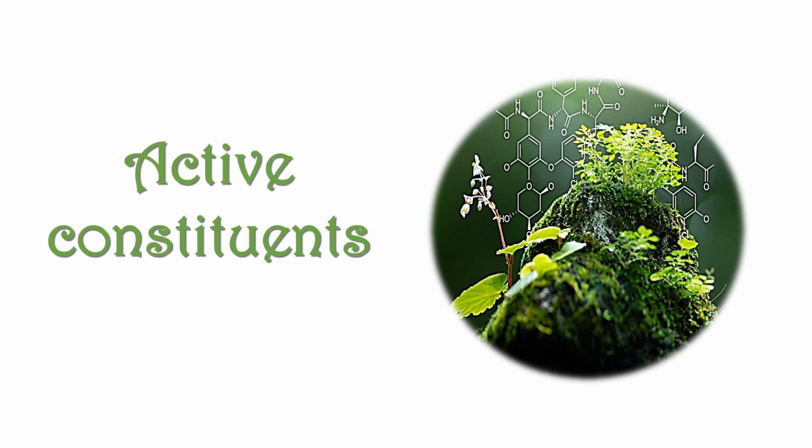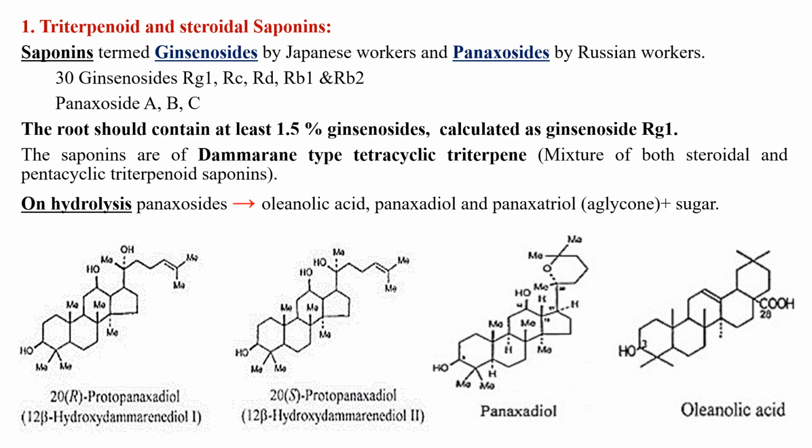The active constituents. The most important active constituent present in ginseng and responsible for most of its biological activities is the saponins. It has both types of saponins, the triterpenoid and steroidal saponins. Saponins are termed ginsenosides by Japanese workers or panaxosides by the Russian workers.